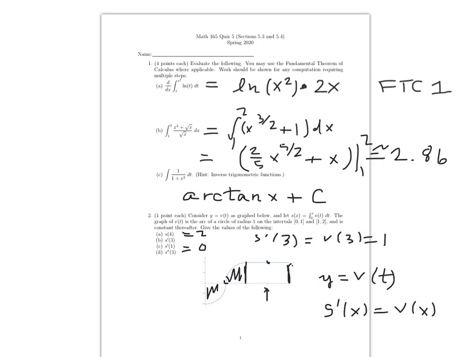And then finally we have S double prime of 3. S double prime of 3 would be v prime of 3, which is the slope of the tangent there at 3, and the slope of the tangent is 0. So the answers to A, B, C, and D are 2, 1, 0, and 0, respectively.